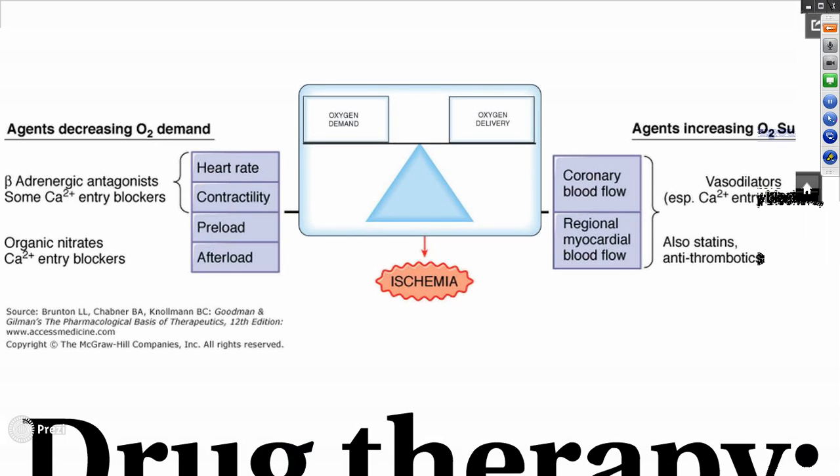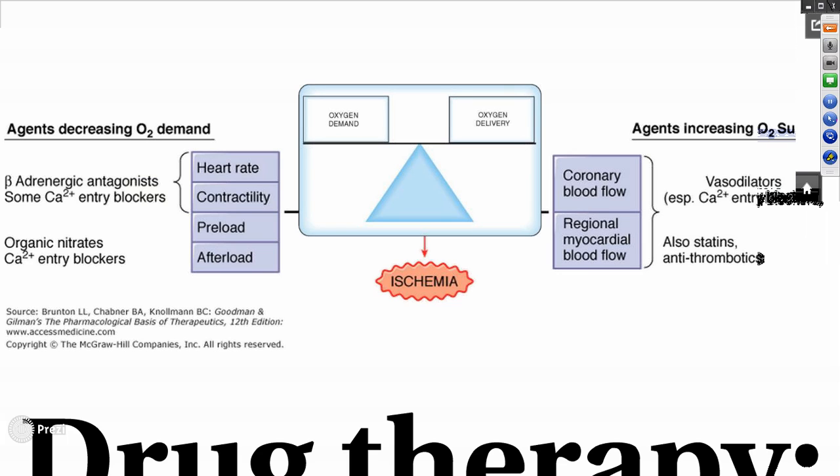Let's go through it. So we have this picture of a teeter-totter. We have oxygen demand on the left and oxygen delivery on the right. And these things are in balance. When these things fall out of balance, we get ischemia. What kills us? Ischemic heart disease. So how do we balance this equation?